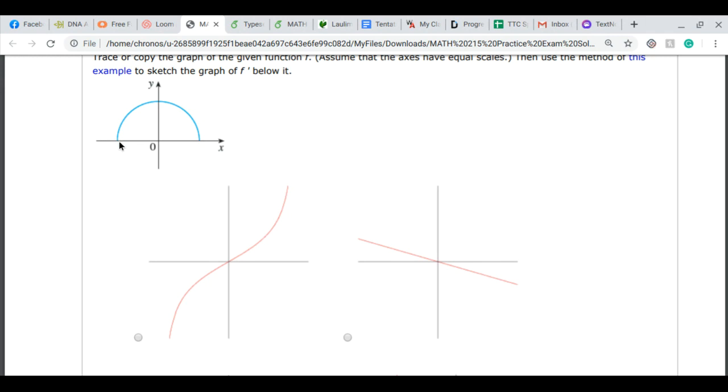F prime blasts off when x is toward this value. This is not blasting off. It's positive, reaches zero, negative. So this is a decent choice, but the problem is it doesn't share that asymptote.